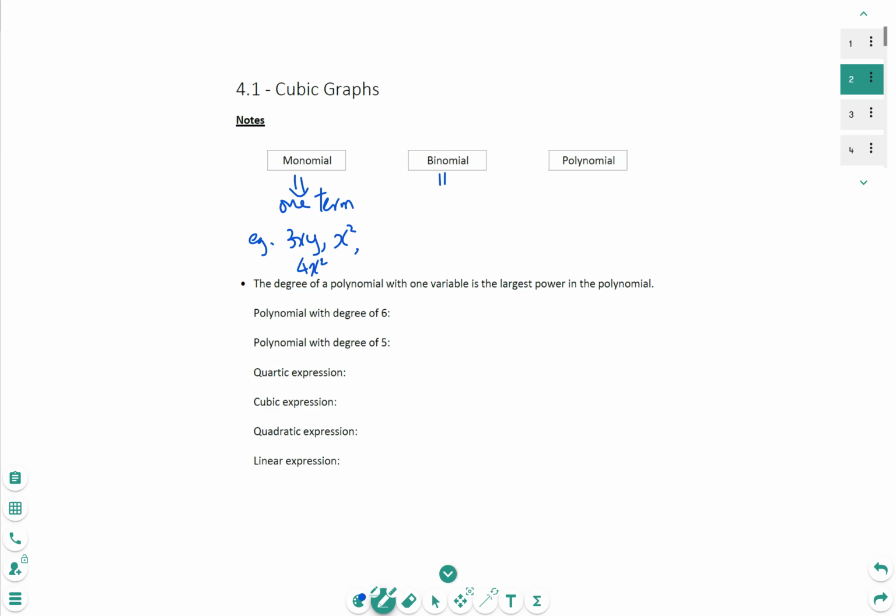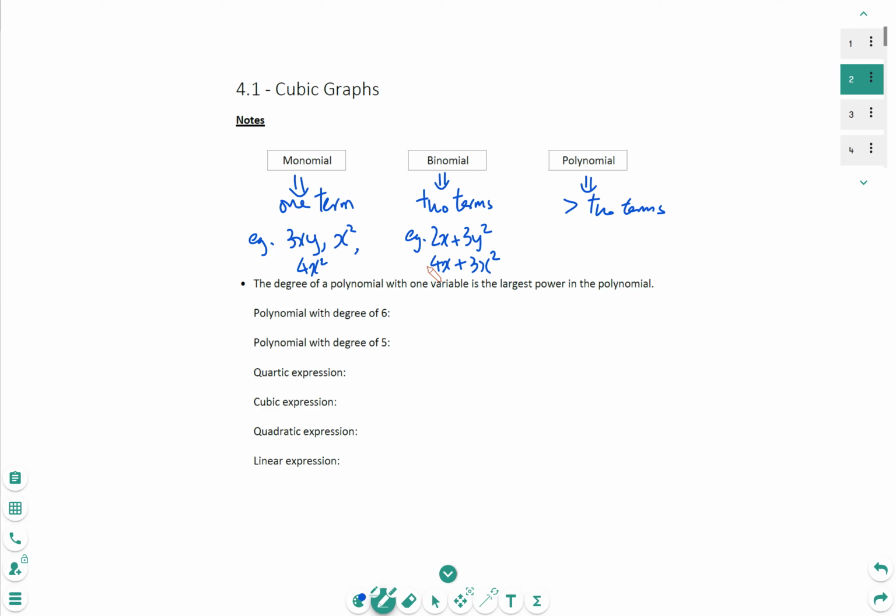Binomial: bi means two, so two terms. For example, we have 2x plus 3y squared, or 4x plus 3x. Is that a binomial? Even though there are two terms in 4x plus 3x, they could be combined into one, so technically you can argue it's a binomial, but for argument's sake I'll put a squared in there, which makes it definitely not a monomial, but a binomial. Polynomial means an expression with more than two terms.